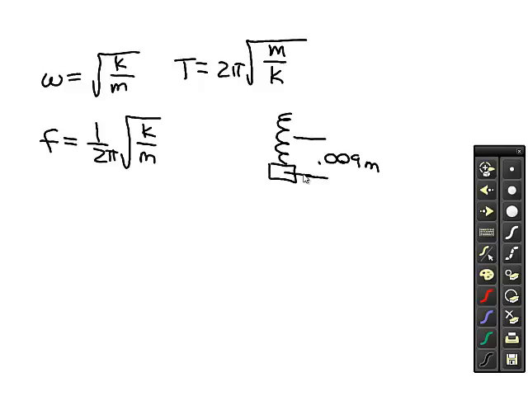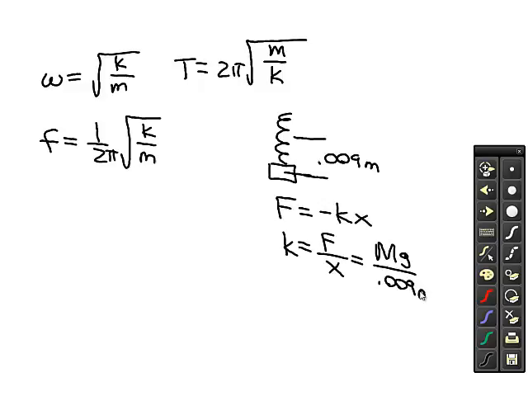Yeah. F equals negative kx. Now, if the force is external, the force and the x are in the same direction. So if you want to drop the negative sign and just say that k is F over x, you'll be okay. Now, the force is mg, right? And the x is 0.009. If I put in my numbers, I know g and I know 0.009, but I don't know m. But look what happens when I stick it into the frequency equation.